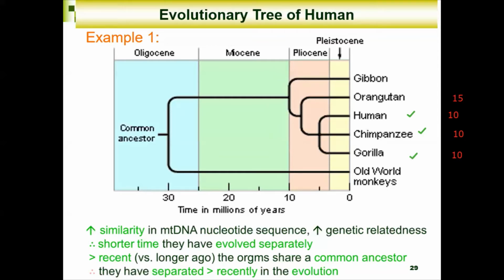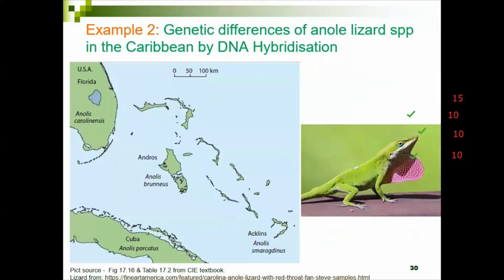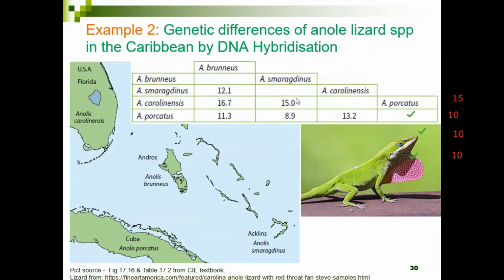Okay. So the second example we're going to look at is genetic differences between anole lizard species in the Caribbean by DNA hybridization. They found this lizard in Cuba, in the US, in Andros, and Eklins. They want to know that, okay, all these species are different. Where do they come from? Which is the common ancestor? They cannot know until they do the DNA hybridization. Okay, so after they did DNA hybridization, they got this data.